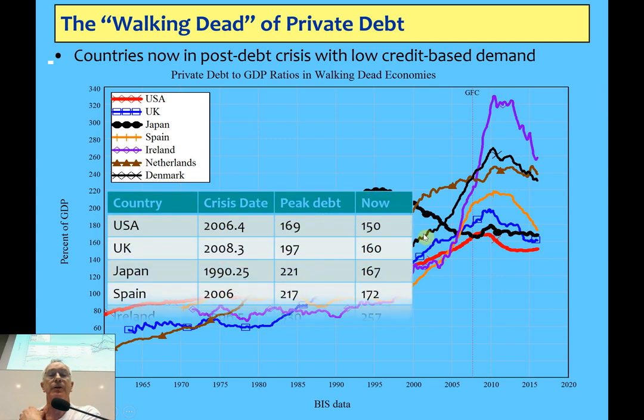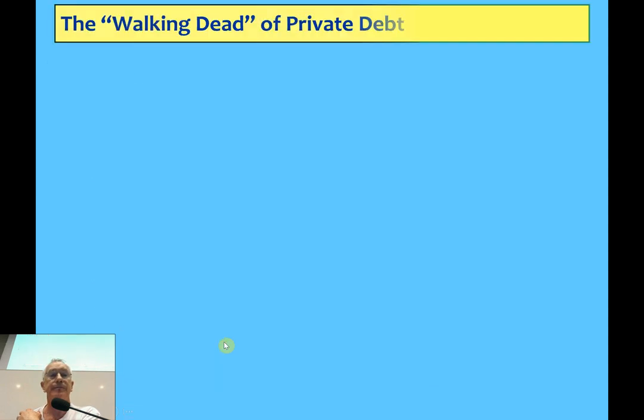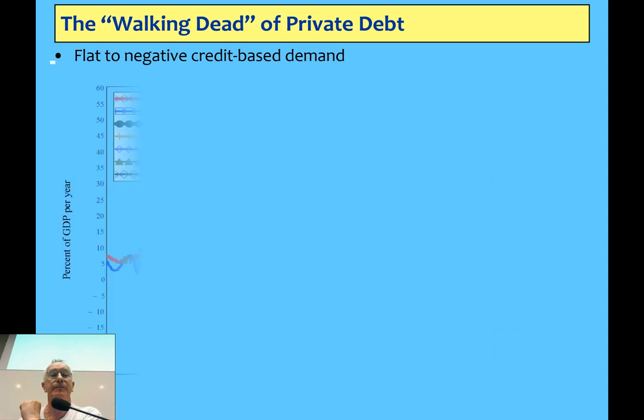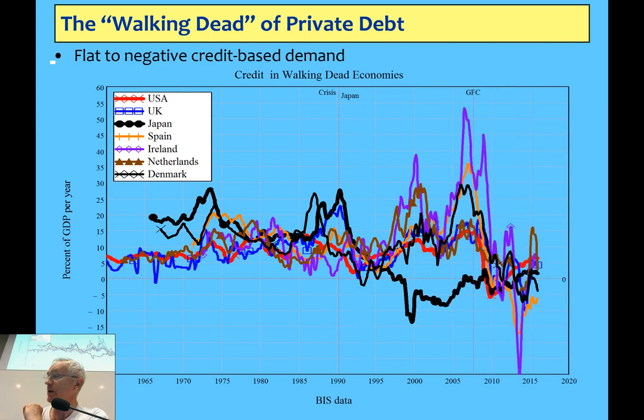But if you go through each of these countries, you'll find a peak level of debt and then a decline in debt after that. So America peaking at 169%, now being 150, UK 197, now 160, and so on. There are some strange ones here as well. I'll be talking a bit about the Netherlands. The Netherlands only just passed its peak in debt just last year. Now, when you then take a look at credit, which is change in that debt, you find the same general phenomenon I identified beforehand.